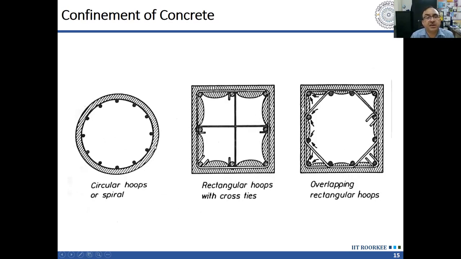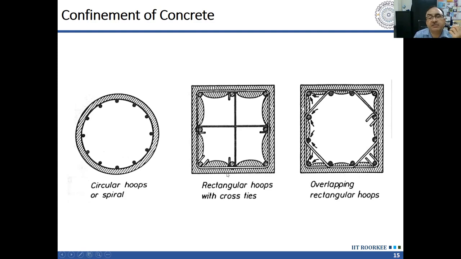Now, if I am considering a circular section where circular hoops or spirals are provided, then we can see that the full length or perimeter of this spiral or circular tie will cause confinement to the concrete. So radial stress will be applied all along. And the whole of this white portion, the core concrete, will be confined.